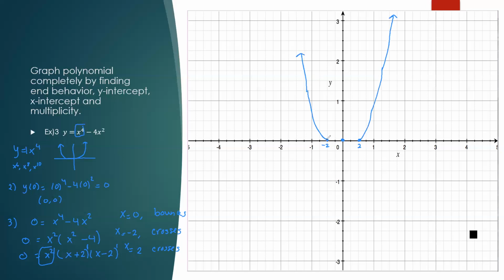Okay. Now let's do our multiplicity. So starting with -2, it crosses. So you're going to just go right through -2. And then you're going to have to naturally curve like here, because you have to get to your other zero at 0. Then at 0, it bounces. So you're going to curve here, and then make a little U curve because it bounces. And then at 2, it crosses. So you're going to make another curve, going exactly through 2. So yeah, that's how you graph that polynomial completely.